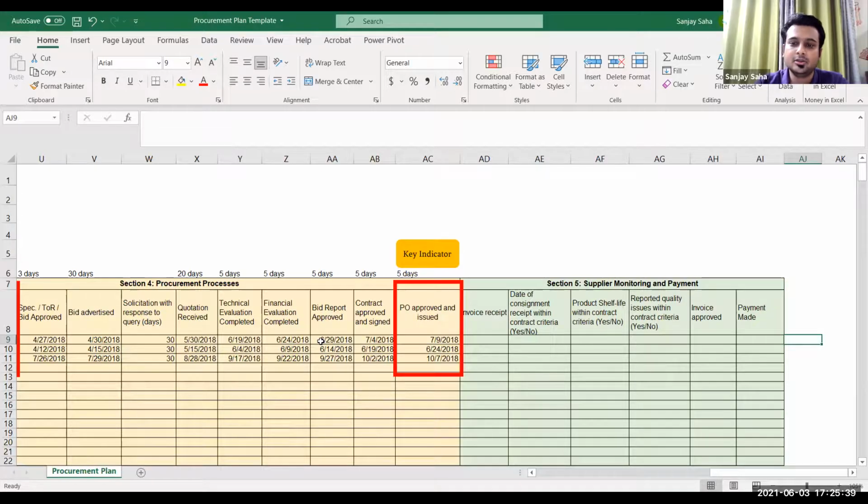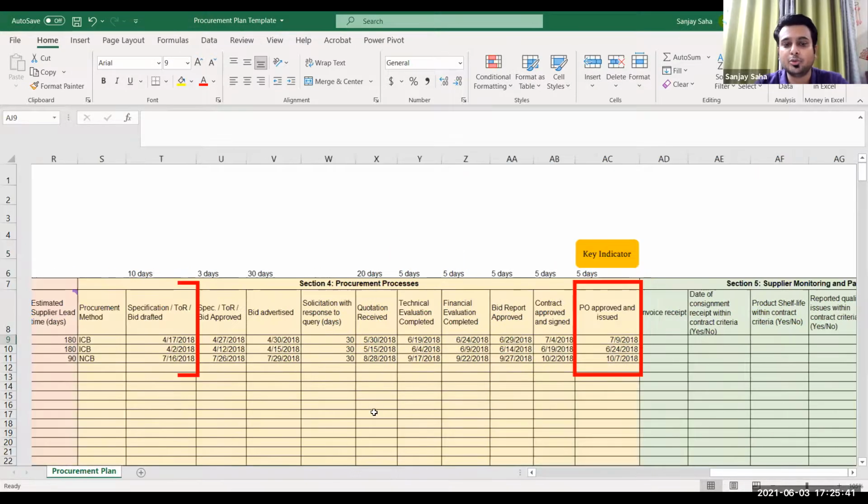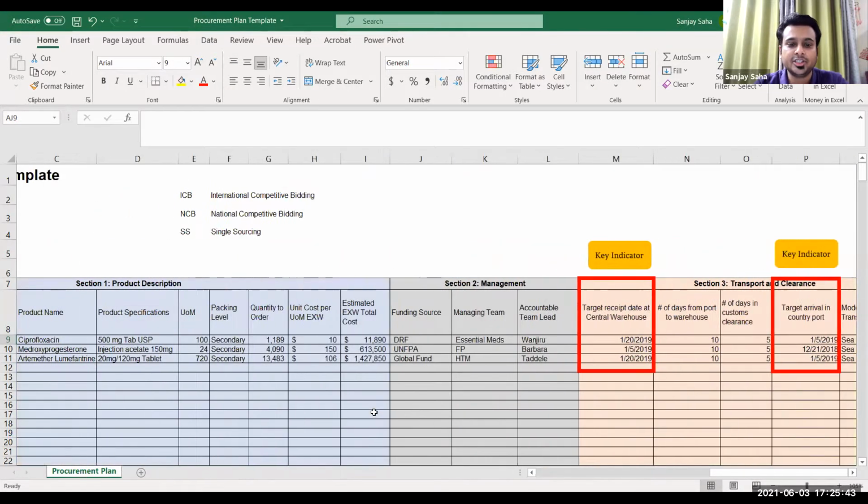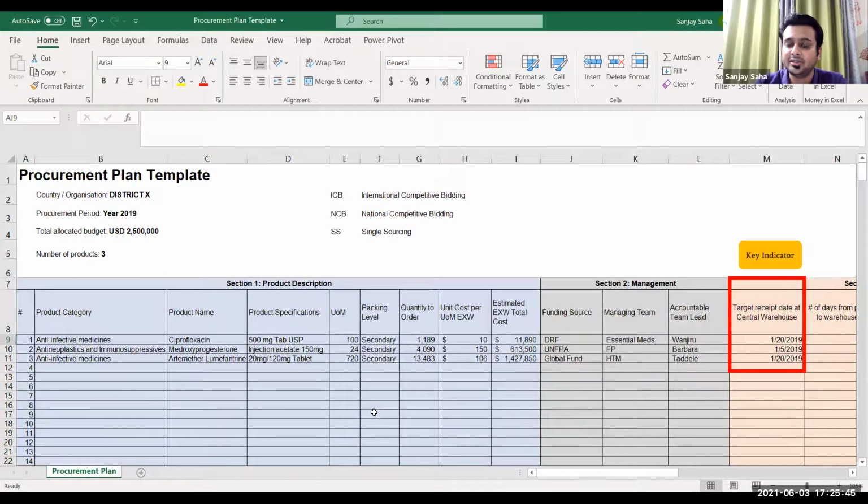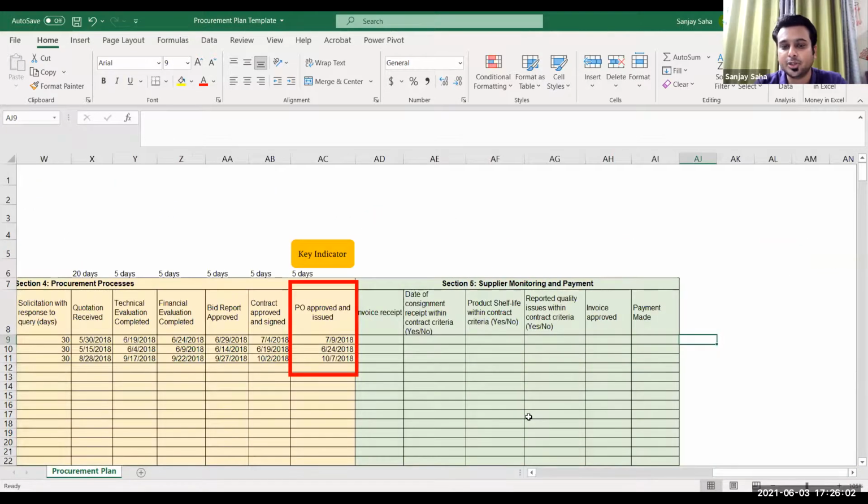So this is a very simple procurement planning tool, which I've seen being used in several places. You can also use it for your own organization. You can do it by product category. You can create different sheets for different product categories, and then follow this process to arrive at the date when you should start your procurement.